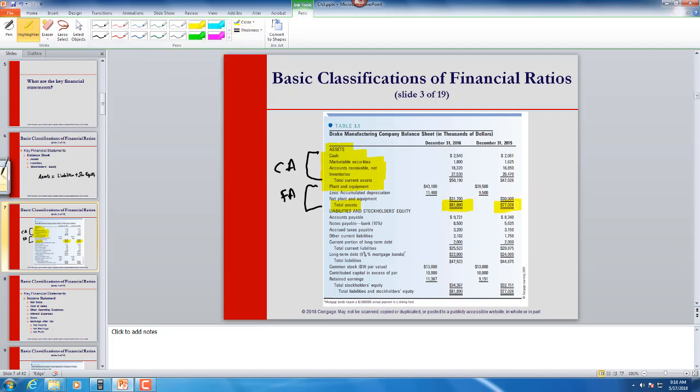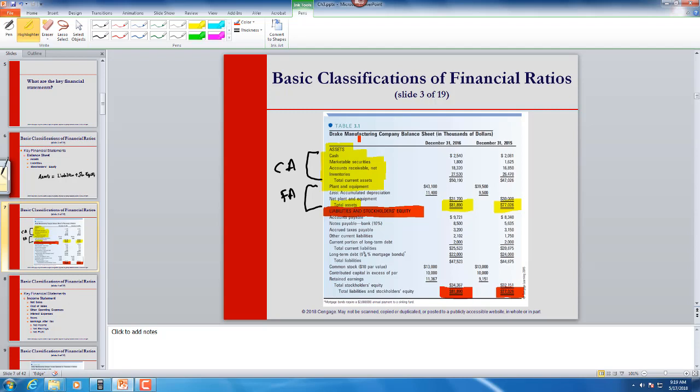So the total asset size of this company went from $77,000 to $81,890 by the next year. Now let's look at liabilities. Liabilities and shareholders' equity are exactly the same as assets, as you can see. And that's the reason they call this liabilities and shareholders' equity. So liabilities and shareholders' equity exactly equal assets.